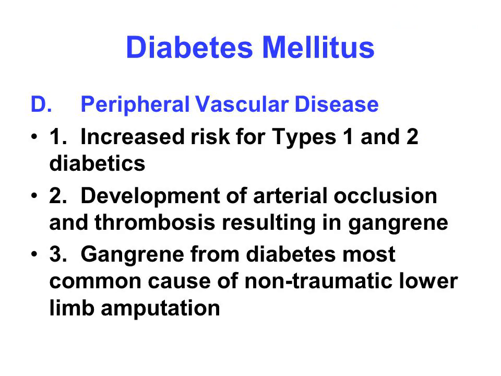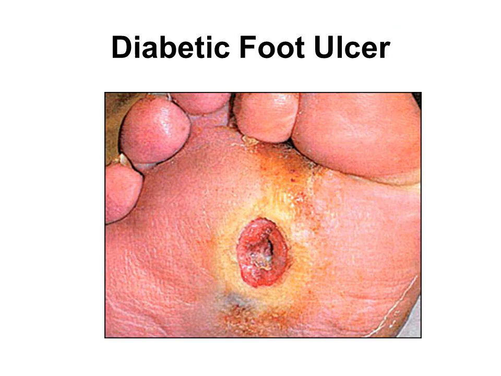Diabetes mellitus D. Peripheral vascular disease. 1. Increased risk for types 1 and 2 diabetics. 2. Development of arterial occlusion and thrombosis resulting in gangrene. 3. Gangrene from diabetes is most common cause of non-traumatic lower limb amputation. Diabetic foot ulcer.